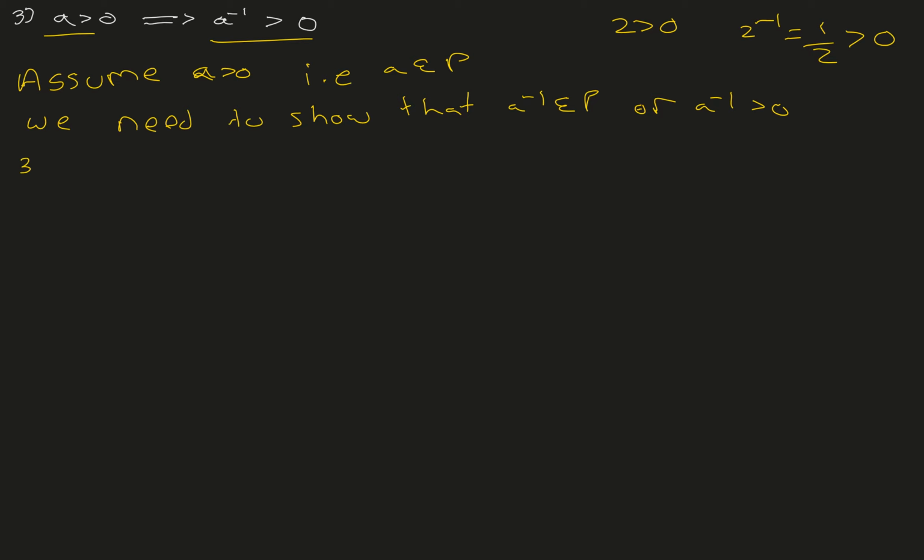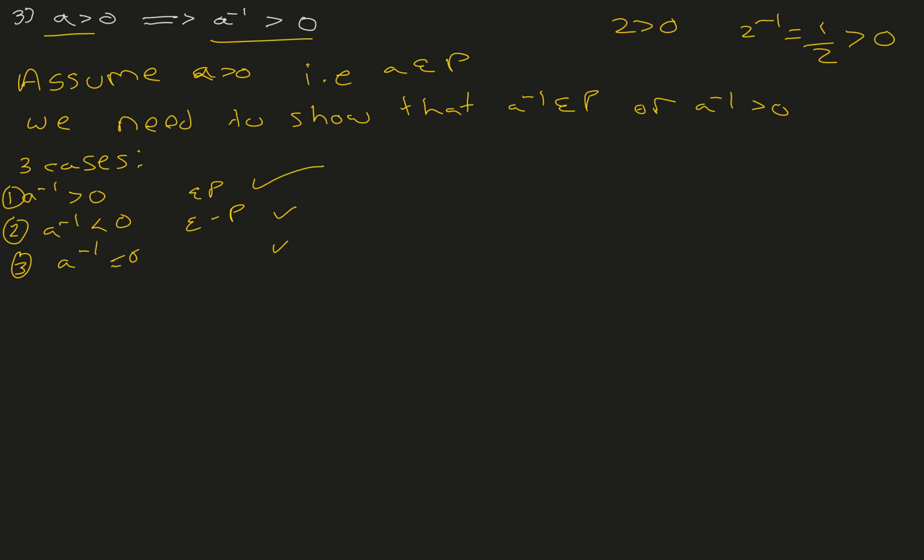Let's do a proof by cases this time. The three cases: the OT says that A inverse is either greater than 0, that's the first case, or A inverse is less than 0, in which case it will be in negative P, or A inverse is equal to 0. So if we can eliminate two cases, we'll get the first case and we're done.